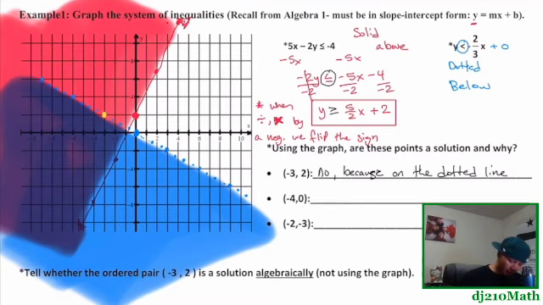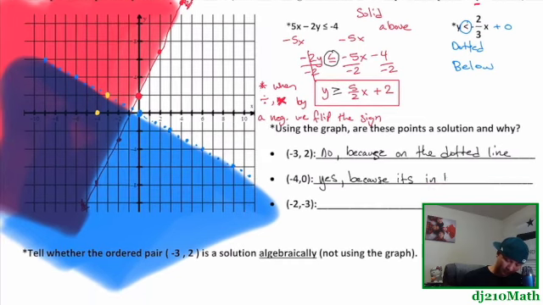Okay, -4, 0. So -4, 0 is definitely in the solution set, right? And it's because it's in both shaded areas. Both shaded areas. It is a solution.